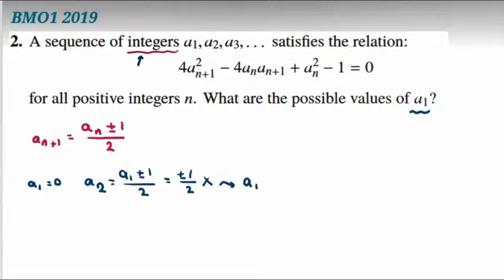So, a1 is odd. Now let's check for a1 odd. We understand this by small examples, and easily we can say if a1 is even, then a2 is not an integer.